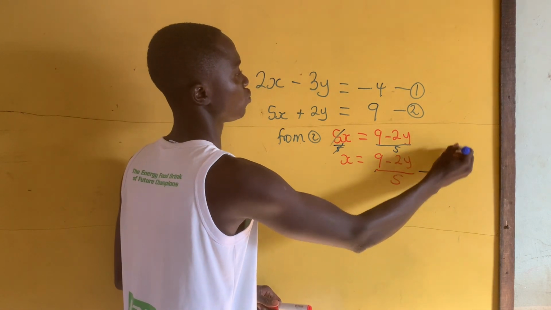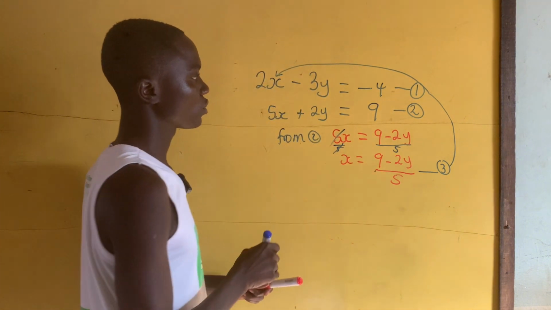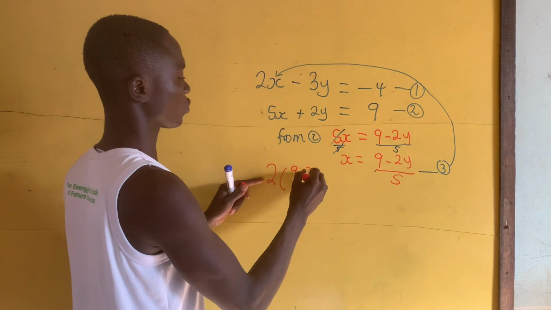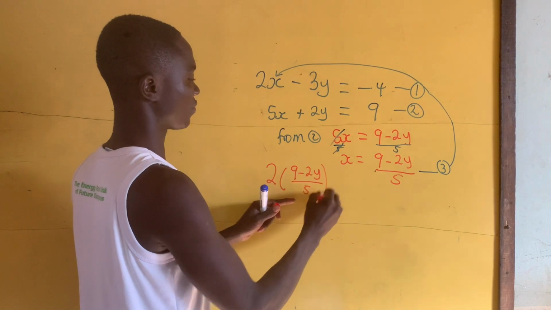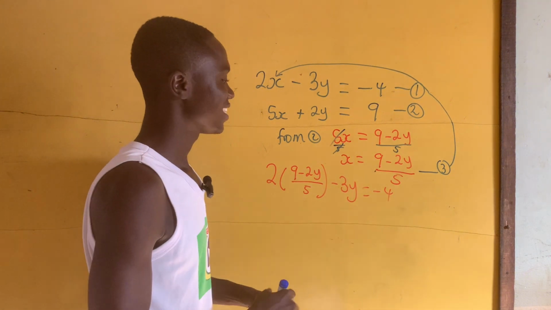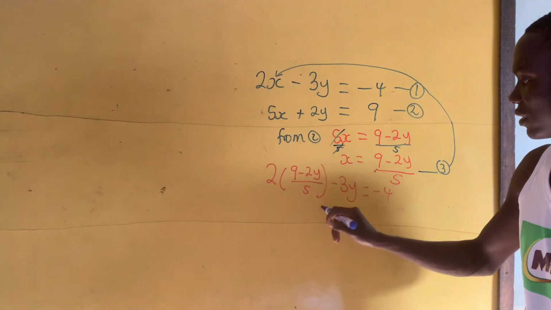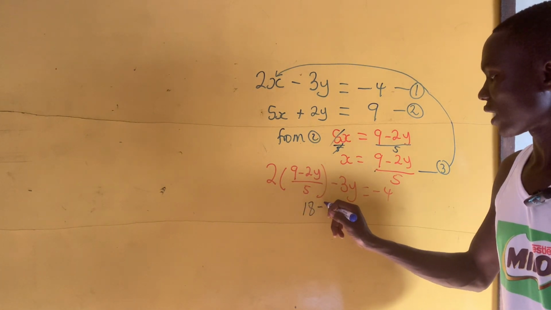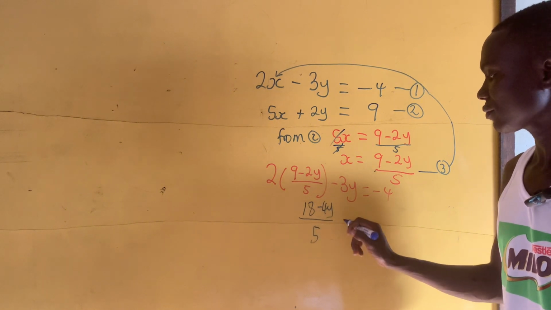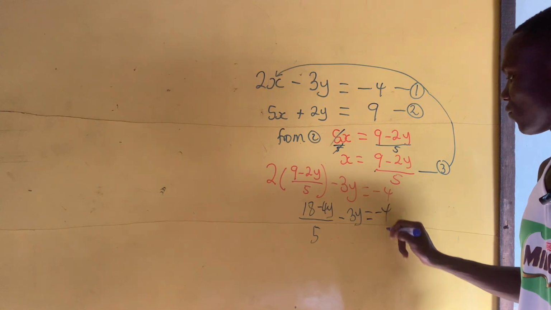And put this into equation 1. This is where we are going to put it. So we take 2 times 9 minus 2y divided by 5 minus 3y equals minus 4. And we are good to go. Here, let us expand. We have 18 minus 4y all divided by 5 minus 3y equals minus 4.